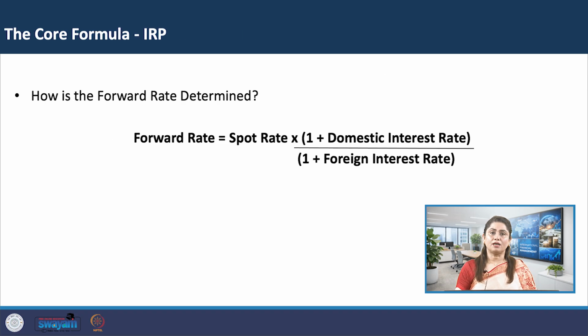Now, let us look at the mathematical expression of IRP, the forward rate formula. The forward rate is determined as: forward rate is equal to spot rate into (1 plus domestic interest rate) divided by (1 plus foreign interest rate). This formula tells us exactly what the forward rate should be for IRP to hold, that is, for no arbitrage opportunity to exist.